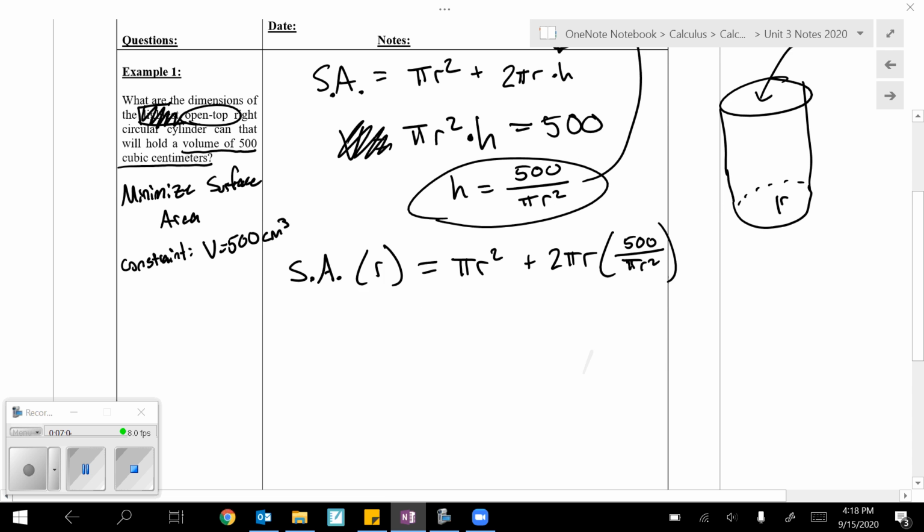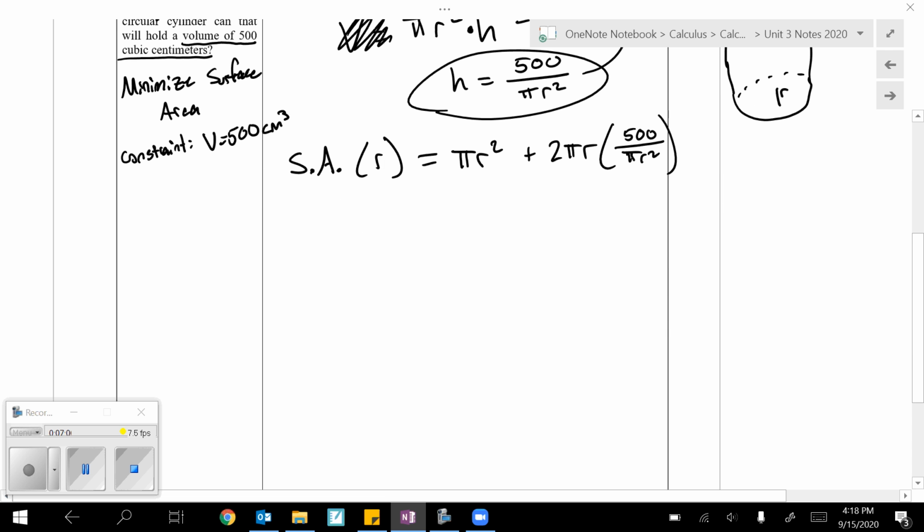And before we even derive this, I told you before, don't simplify unless you need to, but we're going to derive this. I don't want to product rule it, so we might as well simplify it at least a little bit, right? SA, surface area of r, is pi r squared plus, I see a pi here, I see a pi there. I can do 2 times 500, that's 1,000. And then I have an r here, I have r squared here, so I just have one r behind. So here's an easier way of representing our surface area.